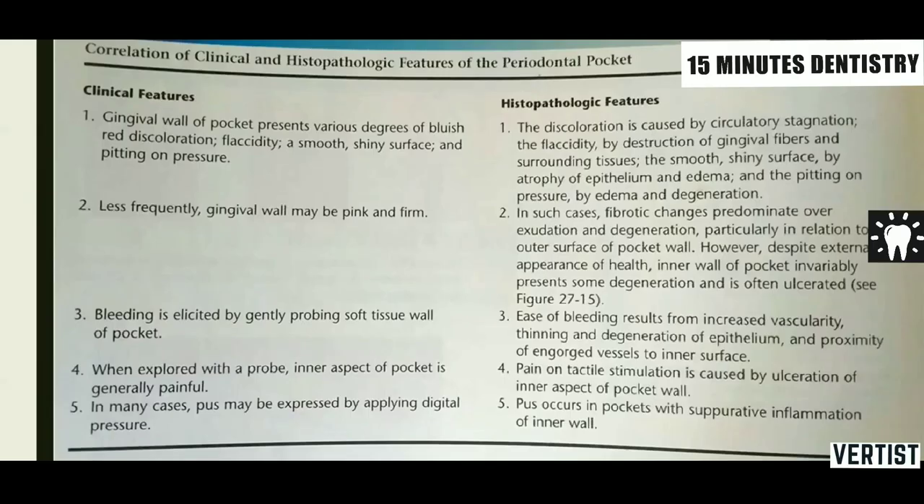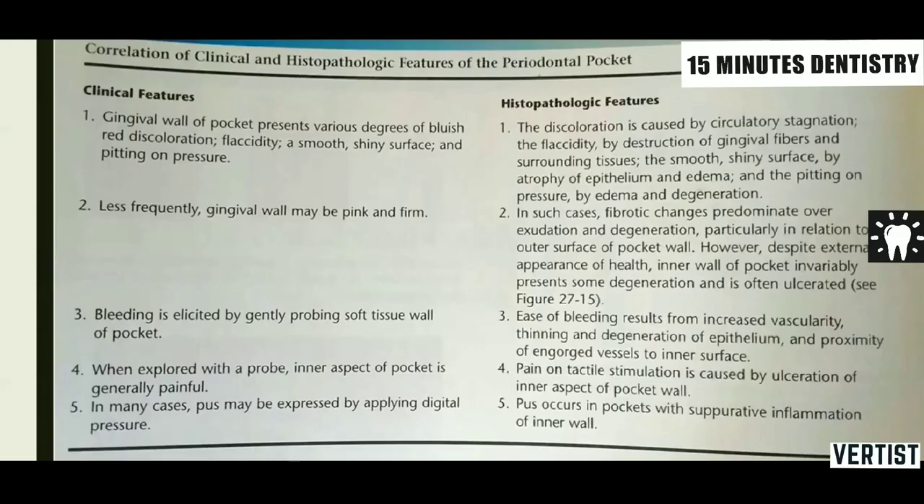Now these vessels come very close to the epithelium, and because these vessels come so close, the moment we probe the pocket, there is bleeding from that. So this is the reason for that. Then sometimes pain is there because of the ulceration of the pocket wall, and pus may be expressed by applying this. Now remember one thing, pus occurs in pockets with suppurative inflammation of the inner wall. Now if there is the presence of pus, definitely it shows inflammation of the pocket wall, but it is a secondary sign.